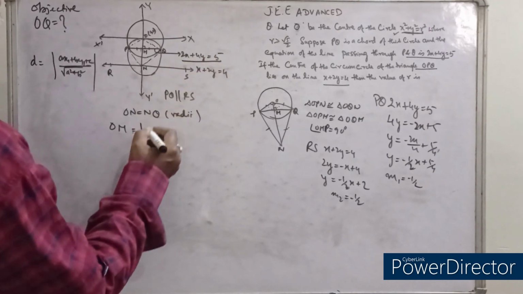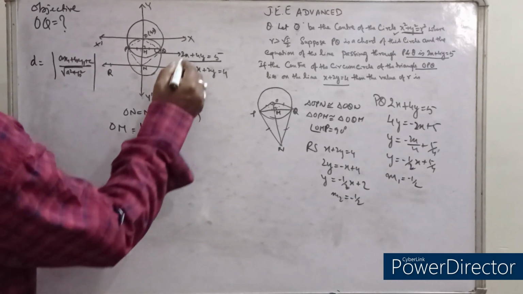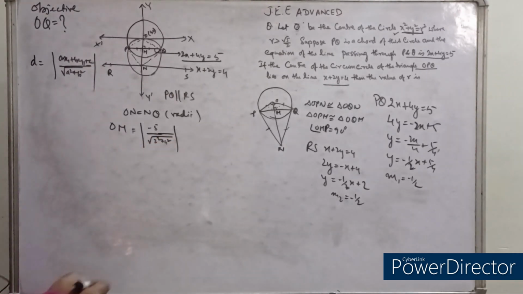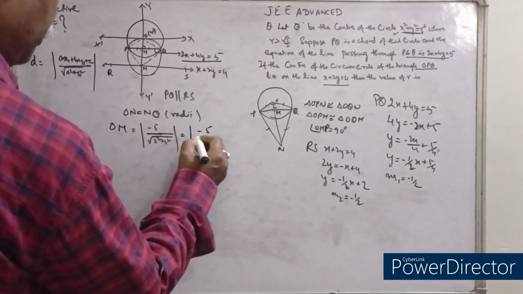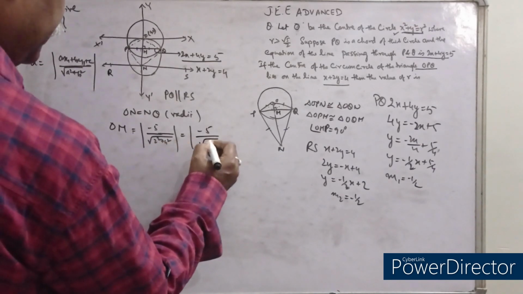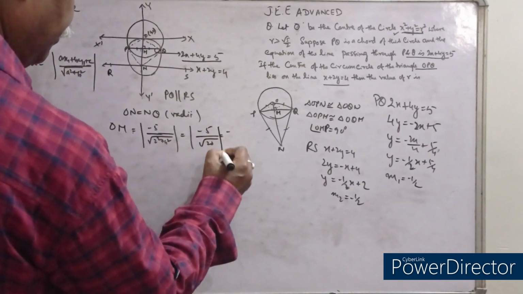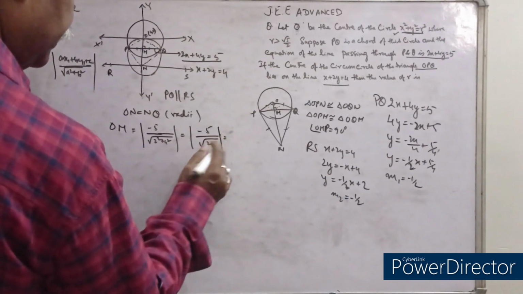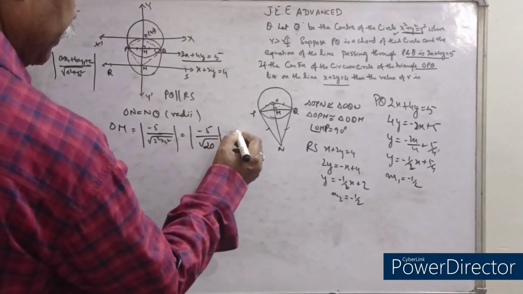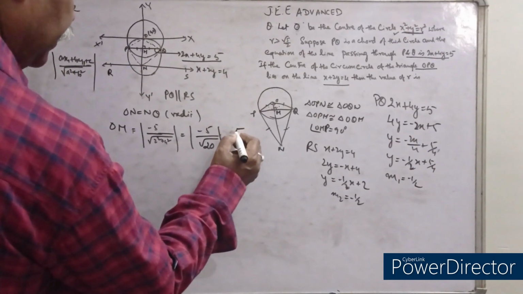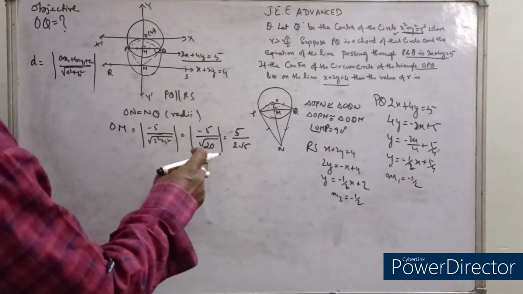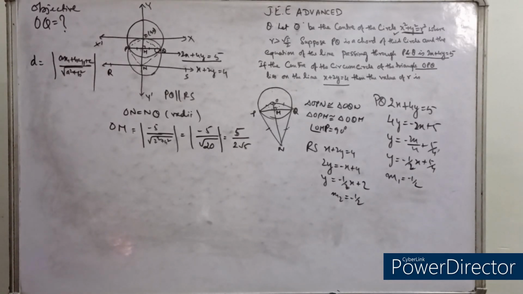This is your equation, so this will be minus 5, because all these are zeros, minus 5 divided by root over 2 square plus 4 square. So this will be how much? 4 plus 16, that is 20. So this will be 5 divided by root 20, that is 5 divided by 2 root 5. So 5 divided by 2 root 5 will be the distance OM.